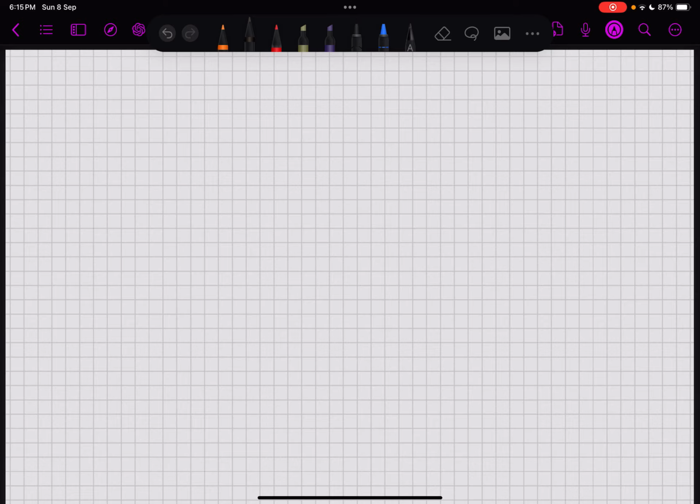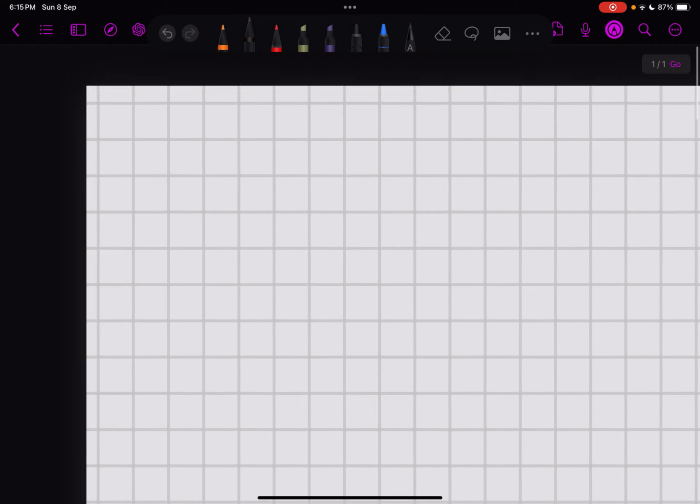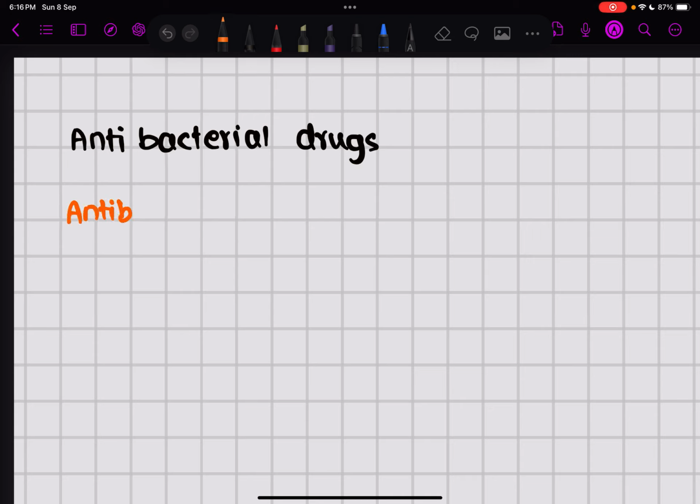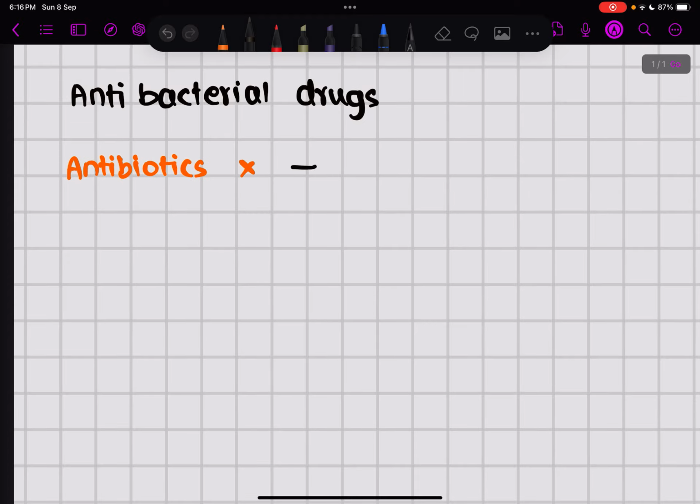Now let us get introduced to antibacterial drugs. Antibacterial drugs is the right term, whereas it can also be called antibiotics. And it is not the right term when it is used for the whole group, because antibiotics are chemical substances which are derived from microorganisms, or basically living beings.